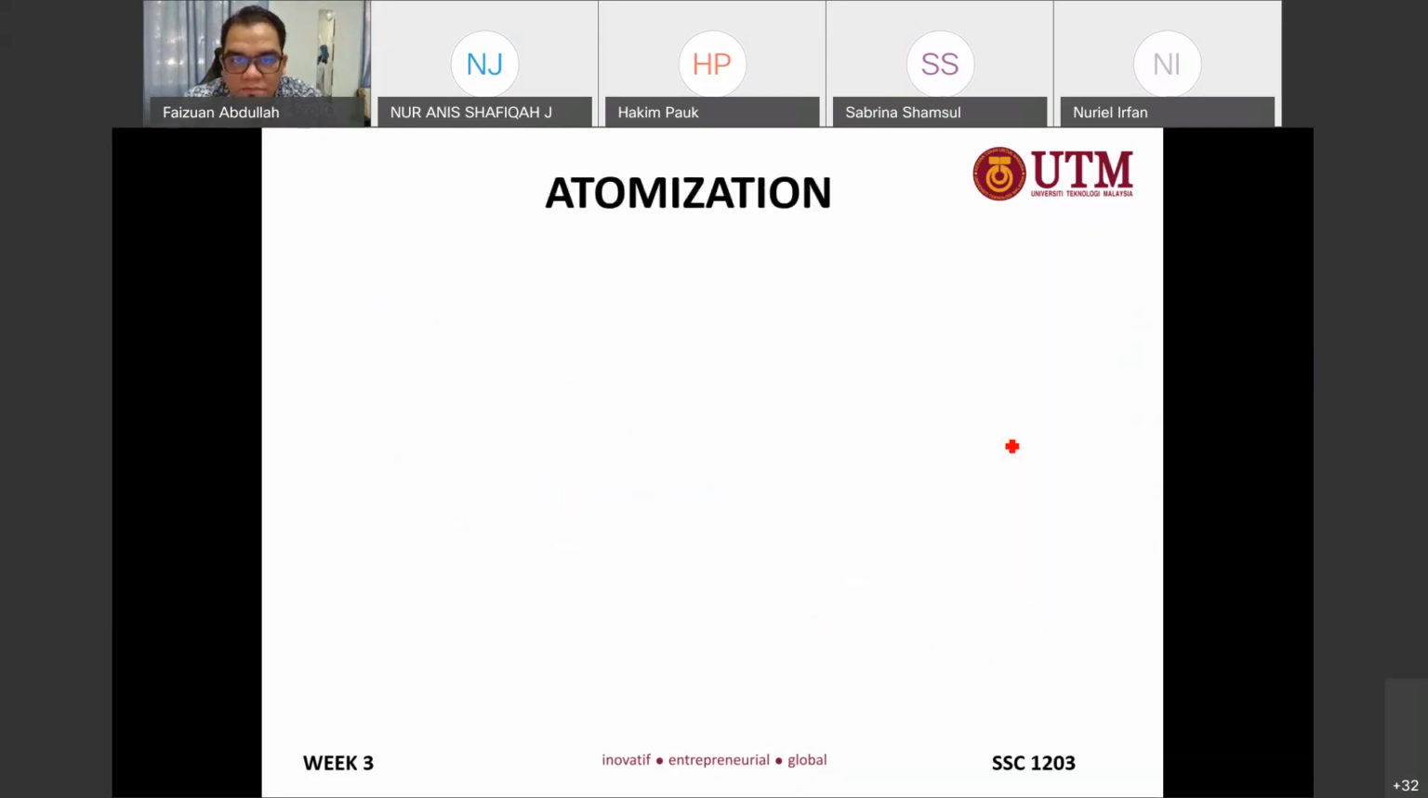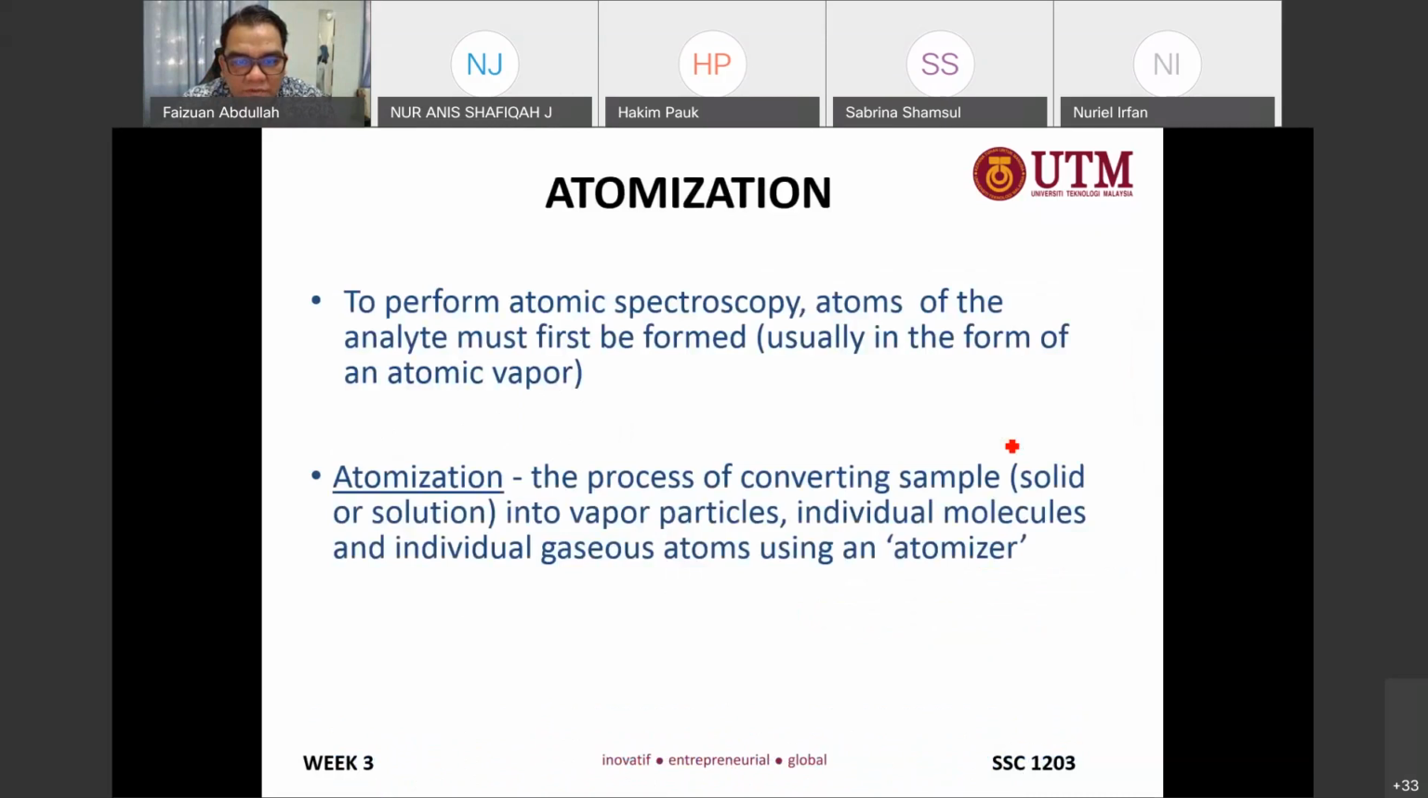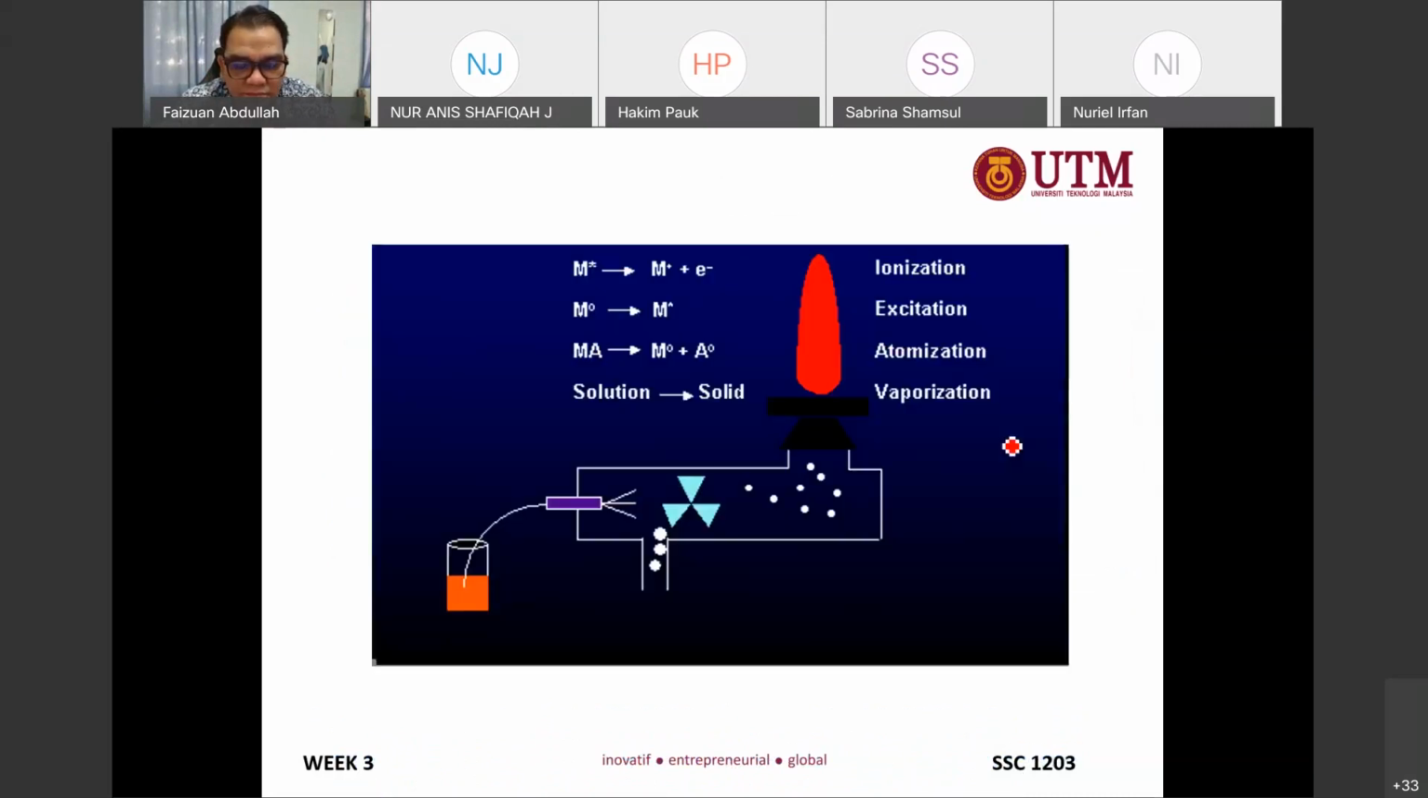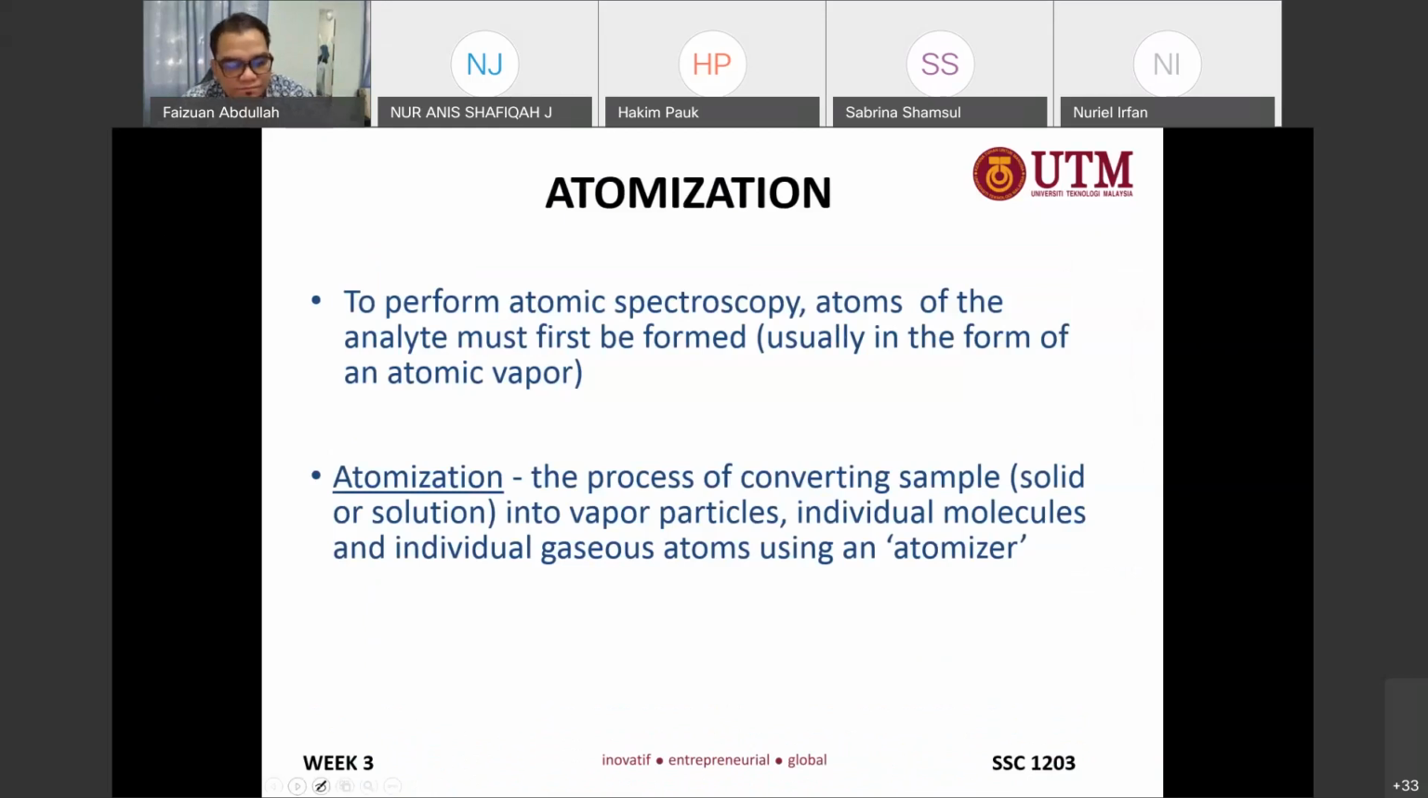Okay. All right. And then how about the atomization? How to atomize our sample? To perform atomic spectroscopy, atoms of the analyte must first be formed, usually in the form of atomic vapor.